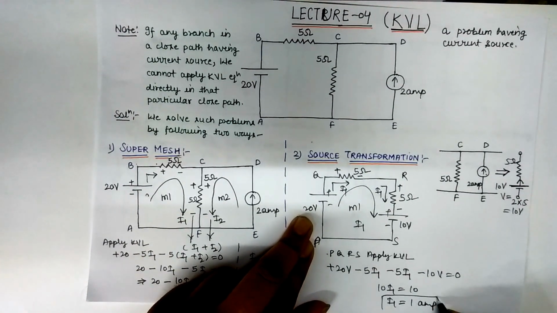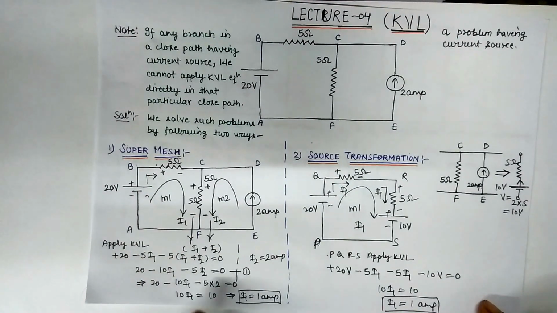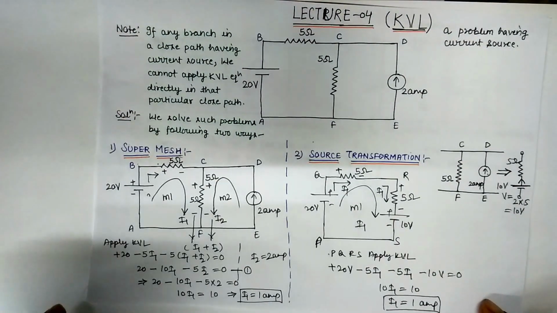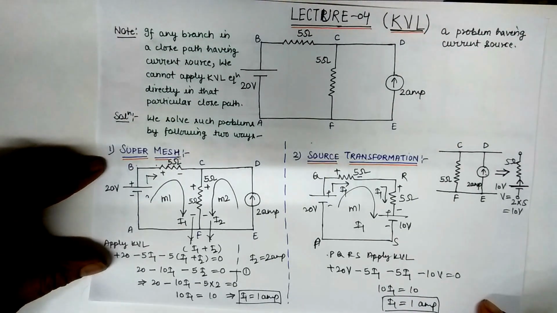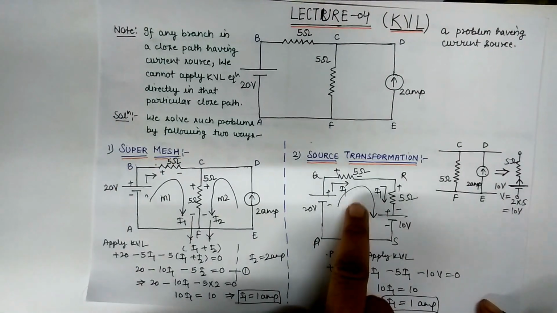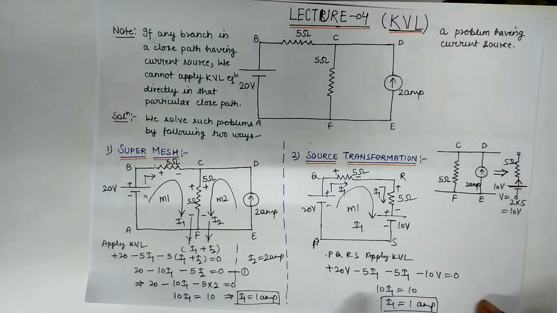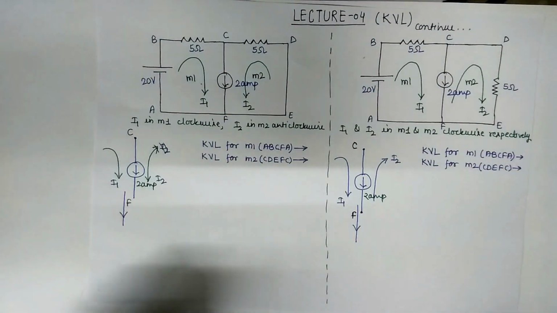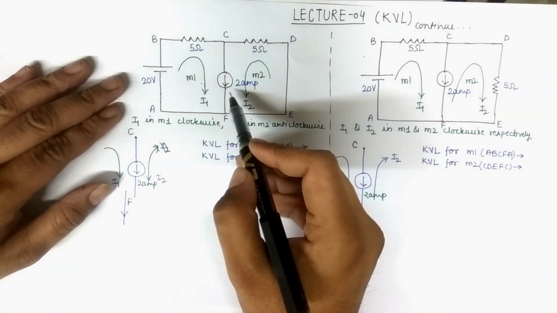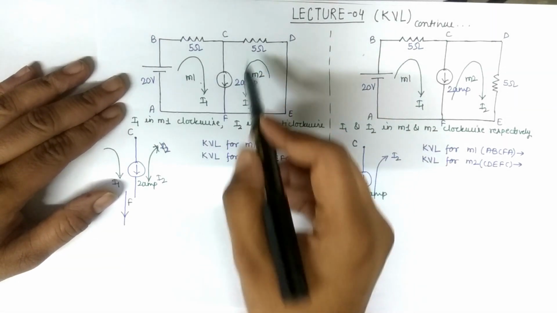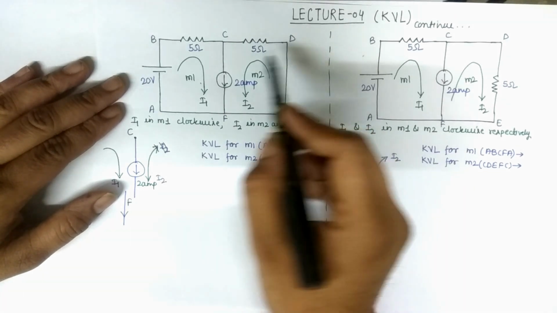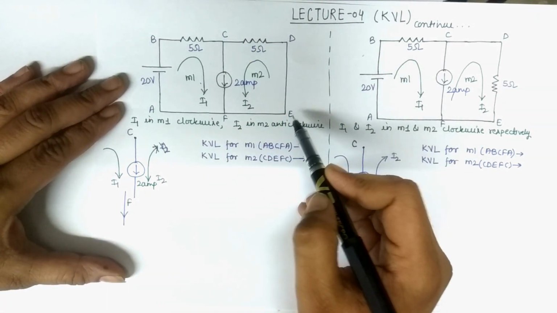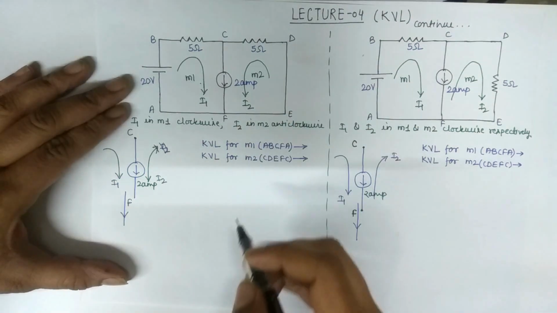So in this way we find that the value of I1 is the same in both methods, but the most basic method is super mesh. The universal method is super mesh because in source transformation we reduce our circuit. So now we again take the same problem but considering this current source in between. Now this 5 ohm resistance which is available in the previous circuit CF is now coming to this right side. So in this question again we solve our problem.